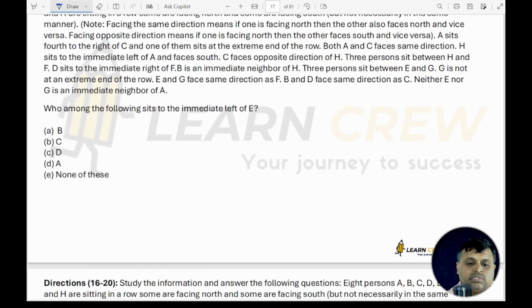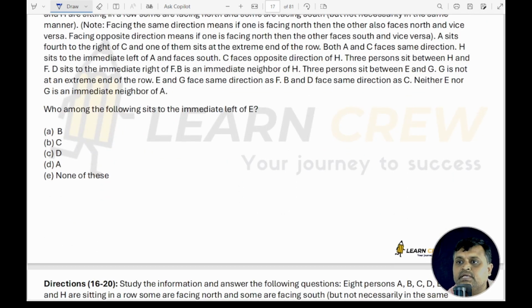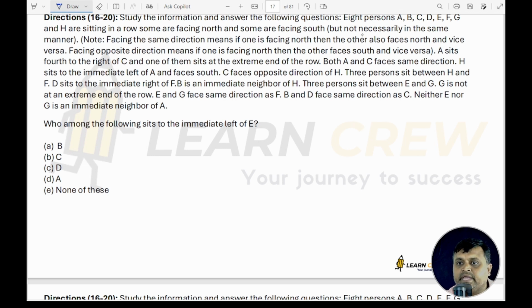Now next, go to the puzzle. A sitting arrangement based puzzle. 8 persons A, B, C, D, E, F, G and H are sitting in a row. Some are facing north and some are facing south, but not necessarily in the same order. Facing the same direction means if one is facing north, then the other also faces north and vice versa. Facing opposite directions means if one is facing north, then the other faces south and vice versa.